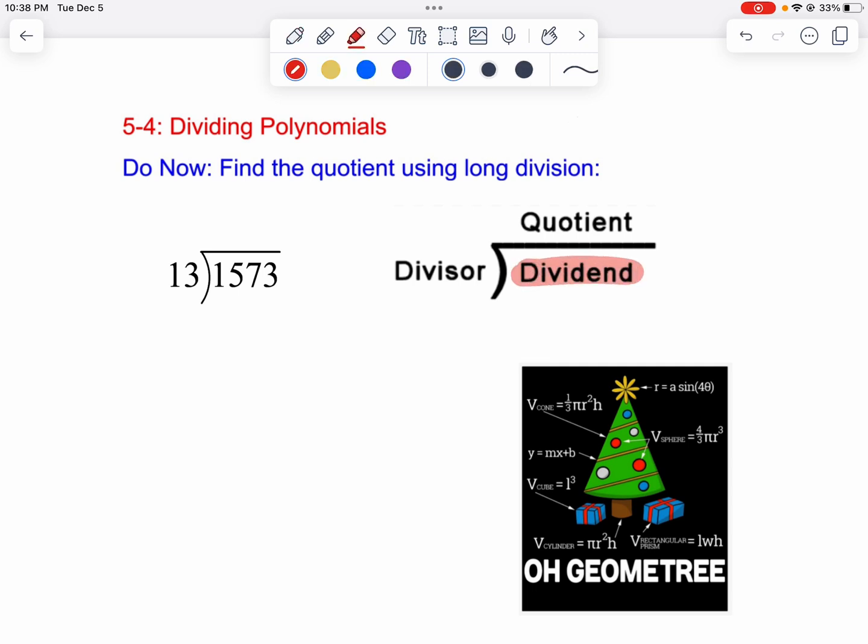Under the division symbol, we have the dividend. Outside of the division symbol, we have what's called our divisor, the value that's dividing into the dividend. And on top, the answer to a division question is our quotient. So throughout the lesson, I'll be using those words, so just keep them in mind as we go along.